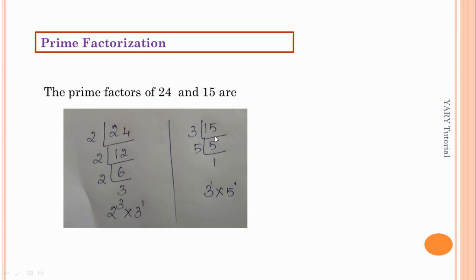Similarly, for 15, 15 cannot be exactly divided by 2. Therefore, we take 3, as it can be exactly divided by 3. 3 fives are 15 and 5 ones are 5. So the prime factors of 15 are 3 to the power of 1 into 5 to the power of 1.